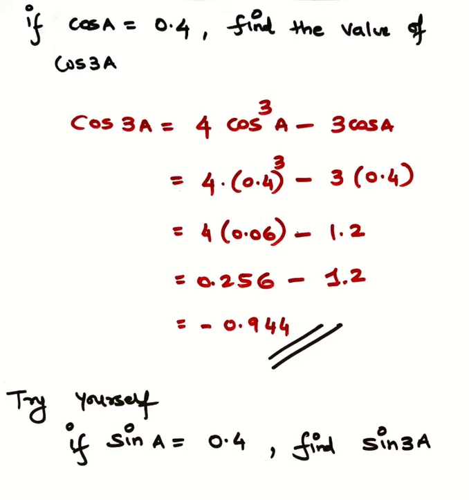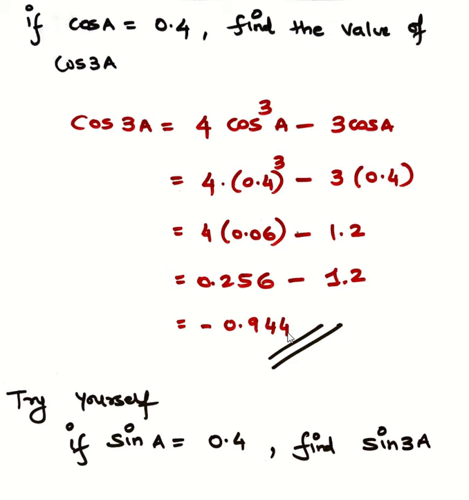Hello everyone. So today's topic is trigonometry part 2, that is trigonometric ratio of multiple and submultiple angles. First question: if cos A is equal to 0.4, then find the value of cos 3A. First of all, cos 3A is equal to 4 cos cube A minus 3 cos A. Wherever cos A is there, you have to replace cos A with 0.4.